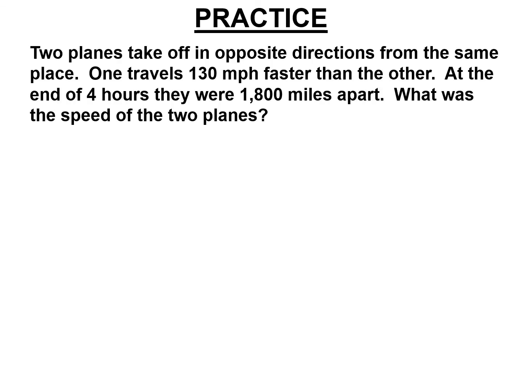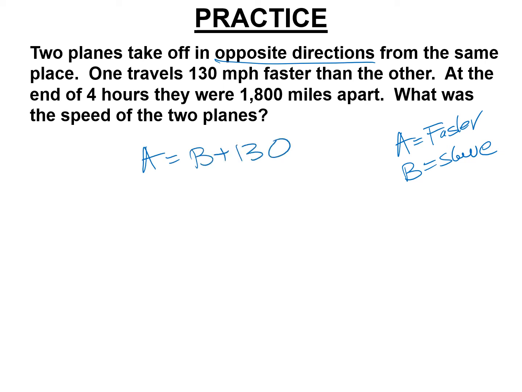All right, let's keep practicing. Two planes take off in opposite directions. We always need to check for that. One travels 130 miles faster than the other. So A is the faster, right? I'm assuming consistent speed. B is the slower. So A is B plus 130, right? Could you write B equals A minus 130? You can. Absolutely. I think that's harder. Could you write A equals 130 plus B? Yes. Commutative property. All right.